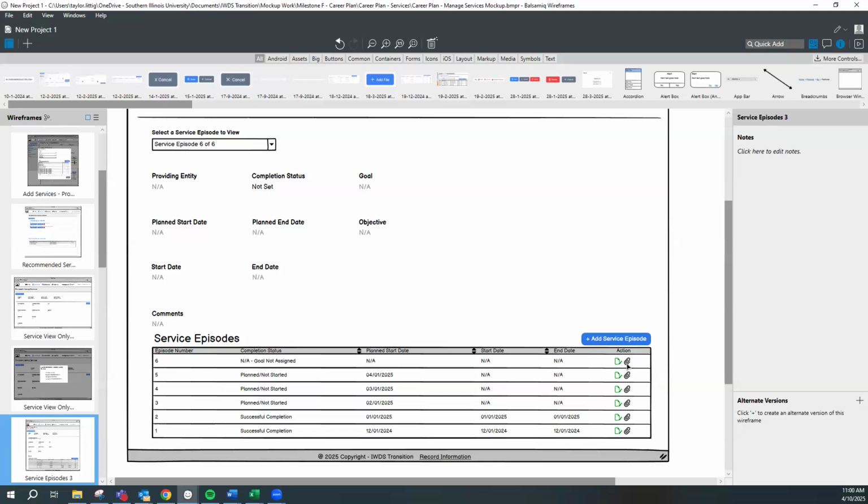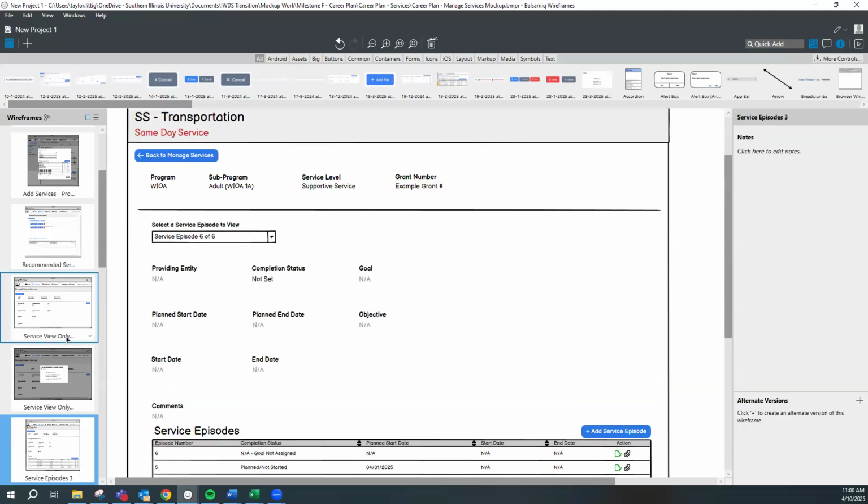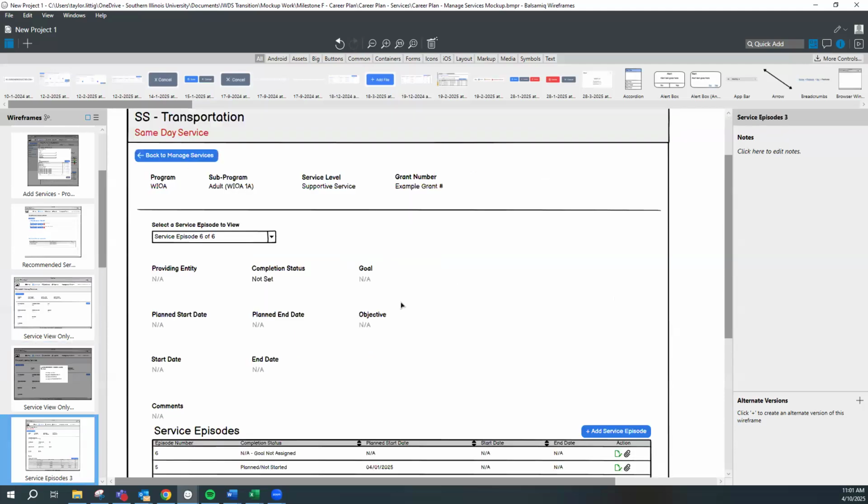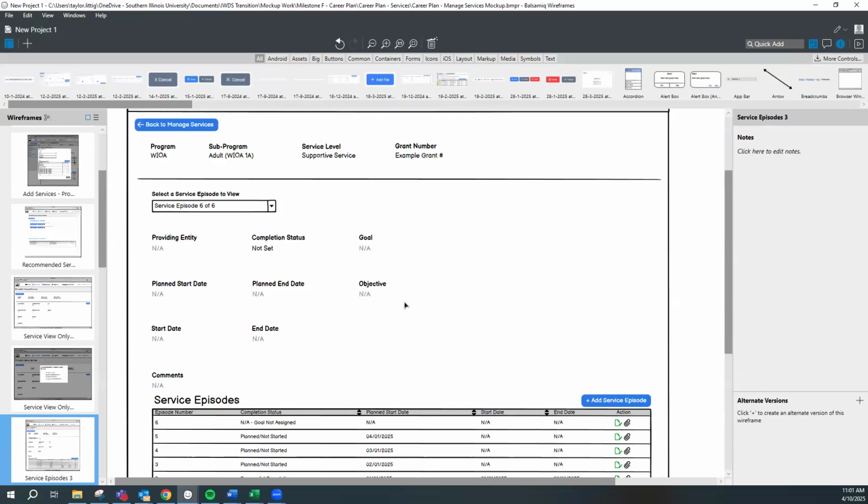And then once again, if there's any attachments for service episodes, maybe for transportation, you need to put in a receipt for like a bus pass or something, you'll be able to attach that right here. So that's the view only for non-same day services and same day services with episodes. Any questions on that piece?